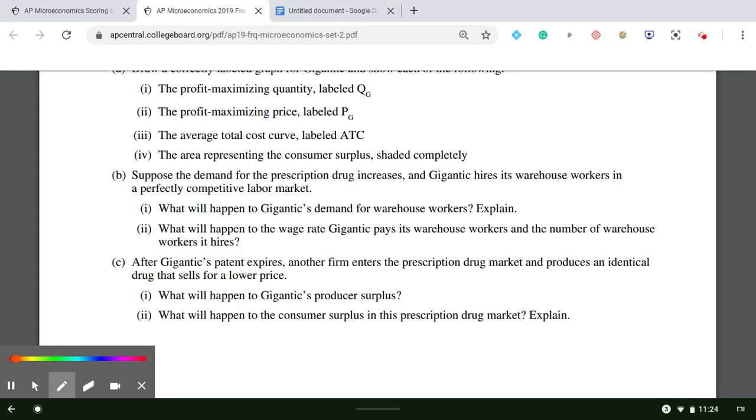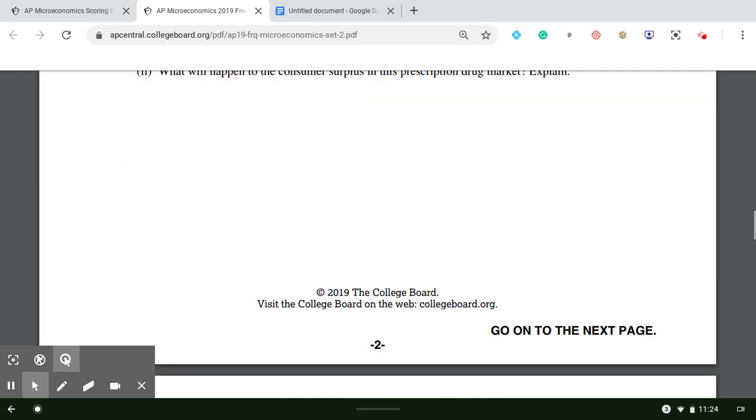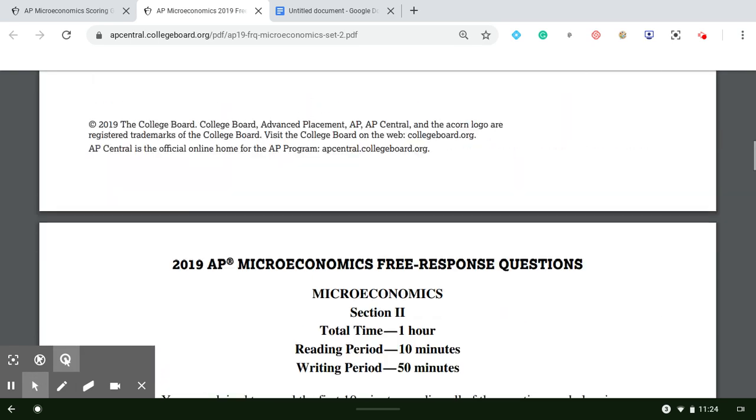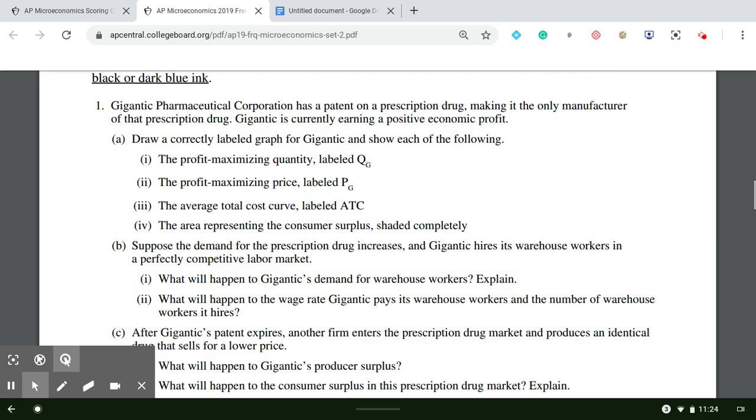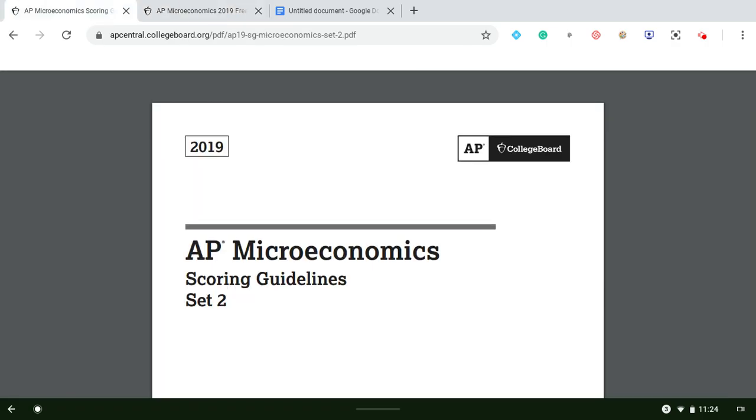Let's look at some of these answers. Oh, well, let me see real quick. Is that it with this number? Oh, yep, it is. Okay. Just three parts of that one. That's a little unusual. Scoring guidelines, real quick.